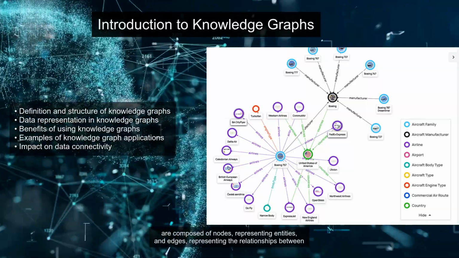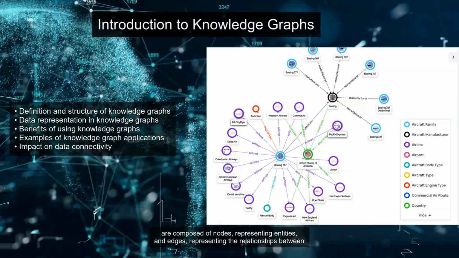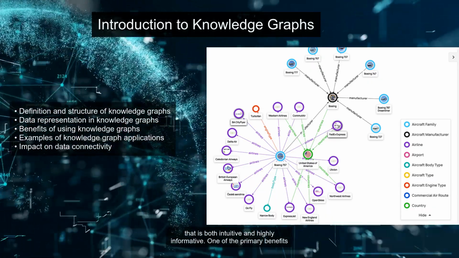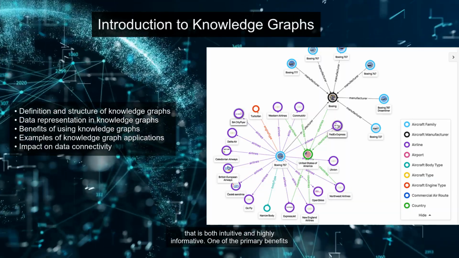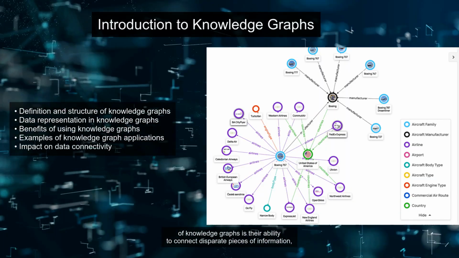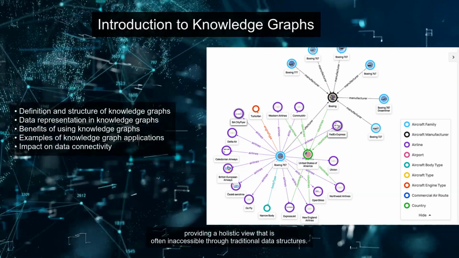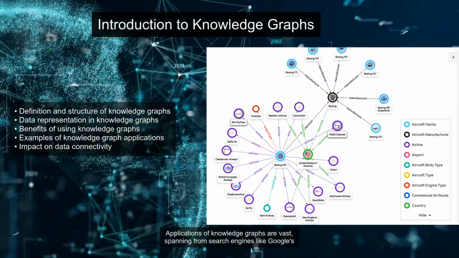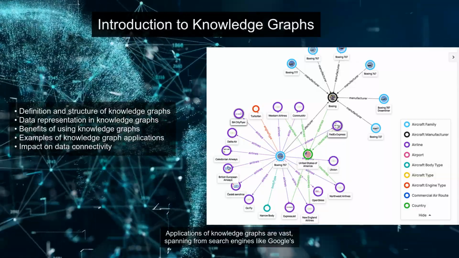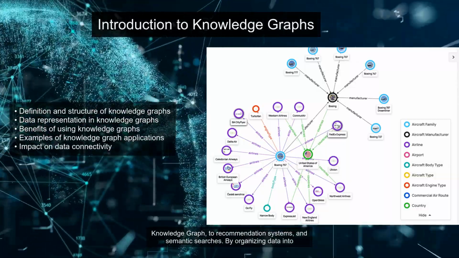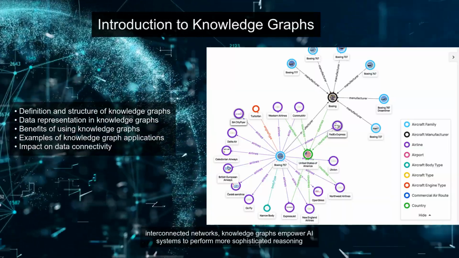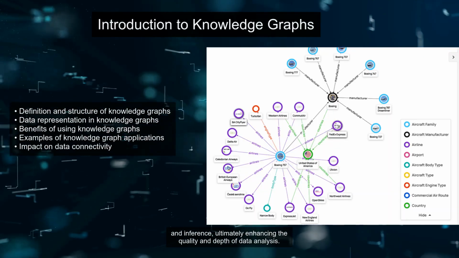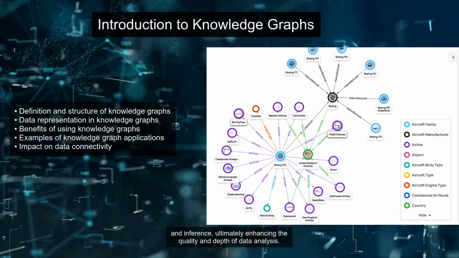These graphs are composed of nodes, representing entities, and edges, representing the relationships between them. This structure allows knowledge graphs to depict data in a way that is both intuitive and highly informative. One of the primary benefits of knowledge graphs is their ability to connect disparate pieces of information, providing a holistic view that is often inaccessible through traditional data structures. Applications of knowledge graphs are vast, spanning from search engines like Google's Knowledge Graph, to recommendation systems, and semantic searches. By organizing data into interconnected networks, knowledge graphs empower AI systems to perform more sophisticated reasoning and inference, ultimately enhancing the quality and depth of data analysis.